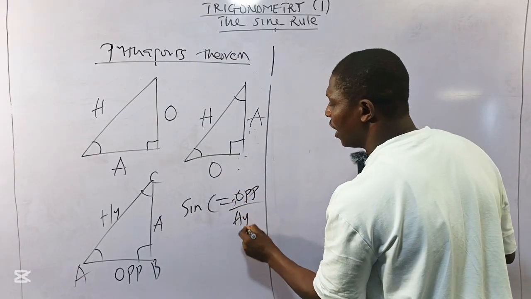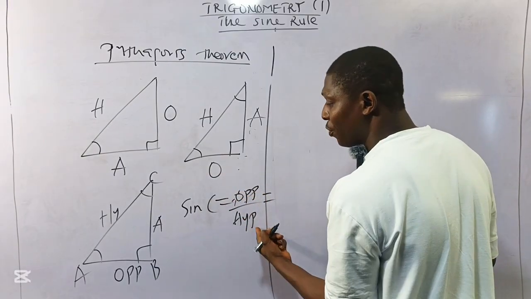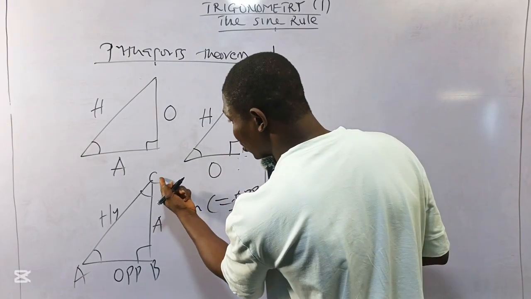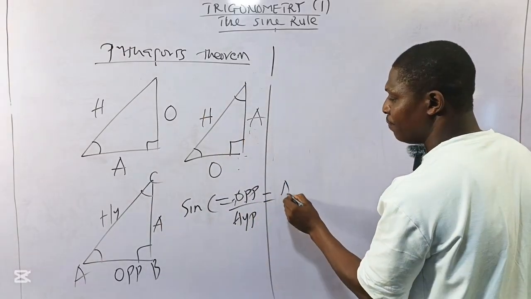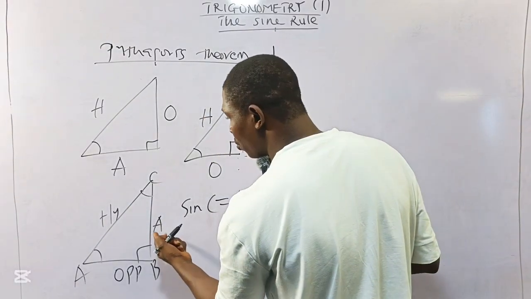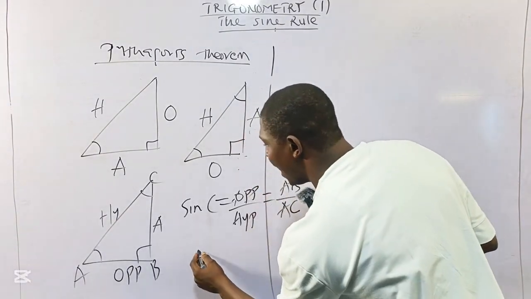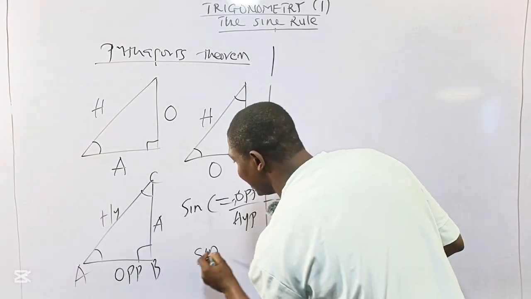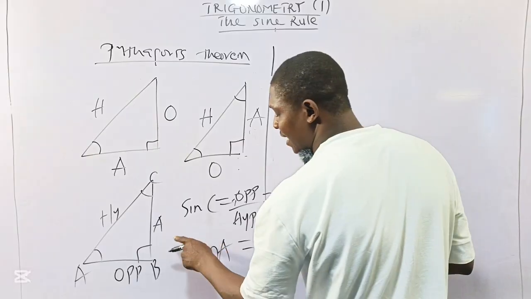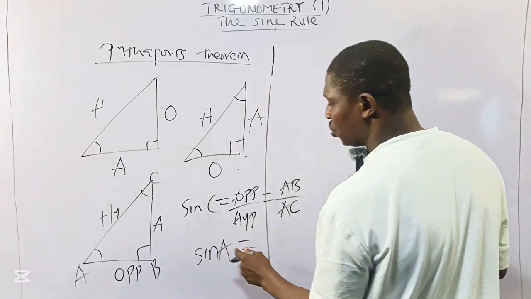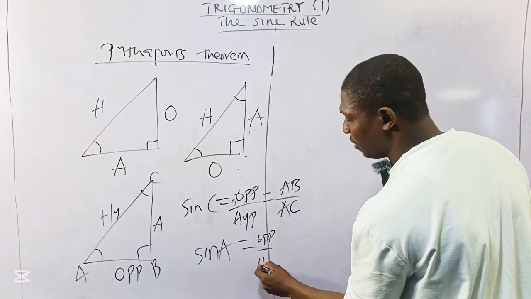Opposite over what? Hypotenuse. And sine remains opposite over hypotenuse. And my opposite for C is what? AB. And my hypotenuse remains what? AC. If I focus on sine A, my A this time, here will be my what? The same, opposite over hypotenuse, remember.